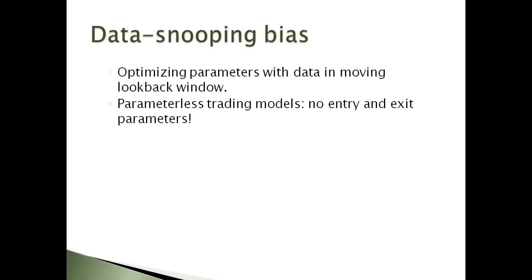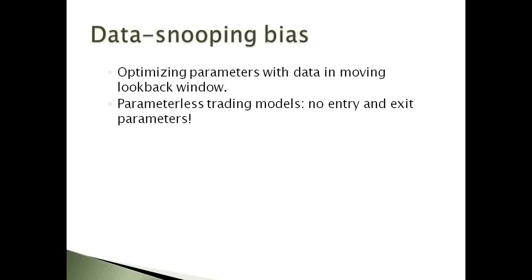Another way to do it is, if you have parameters and you want to optimize them, make sure that you're using a moving, backward-looking window to optimize the parameter, and not backtesting and optimizing it using the entire data set. So that's one way of minimizing the effect of optimizing. This problem is actually both a data snooping bias as well as the look-ahead bias. You should never optimize your model using the entire data set, because you would be introducing a look-ahead bias as well.